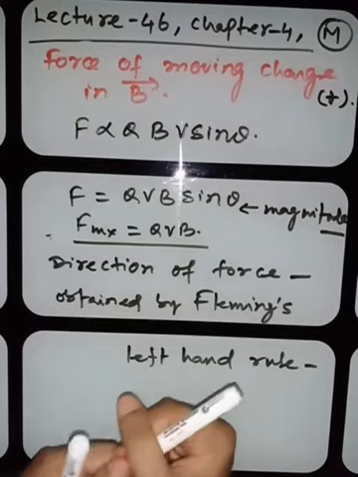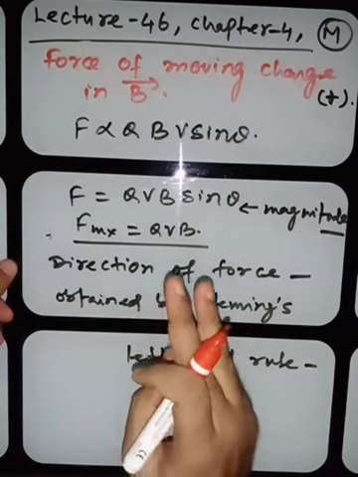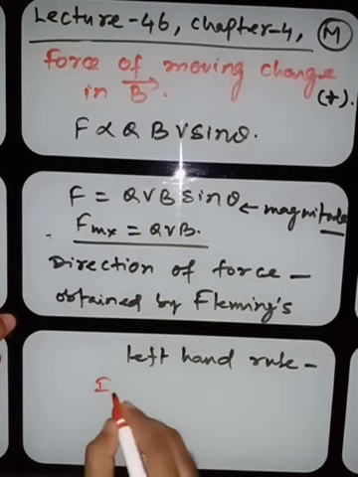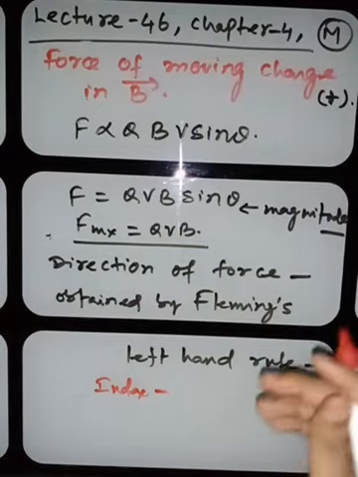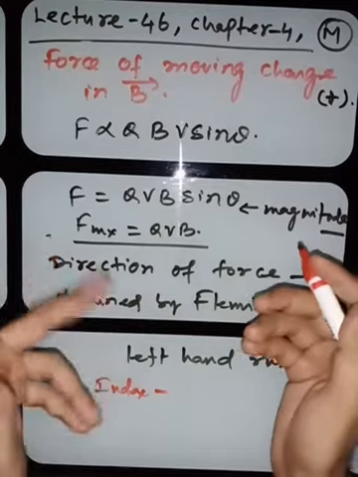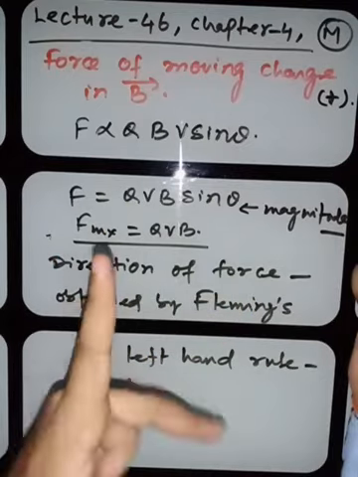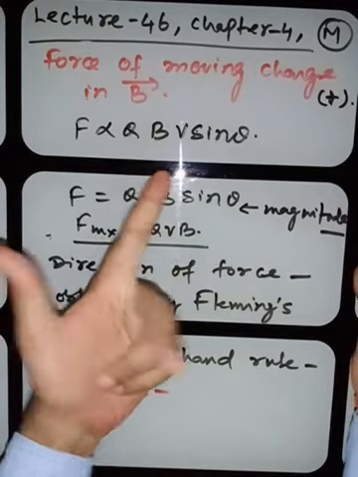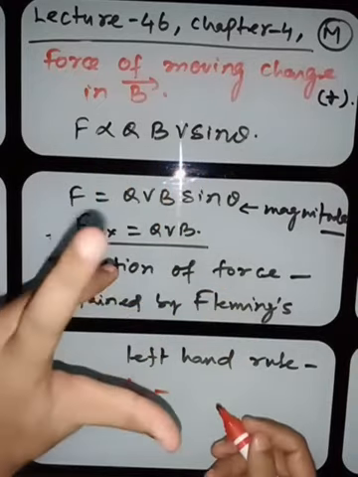Fleming's left hand rule. Actually, Fleming used three fingers to represent the direction of force. What were they? The index finger, look here carefully, this one. The index finger, this one. This is the middle finger, and this is the thumb. Okay, my dear student, so this one is the index finger.